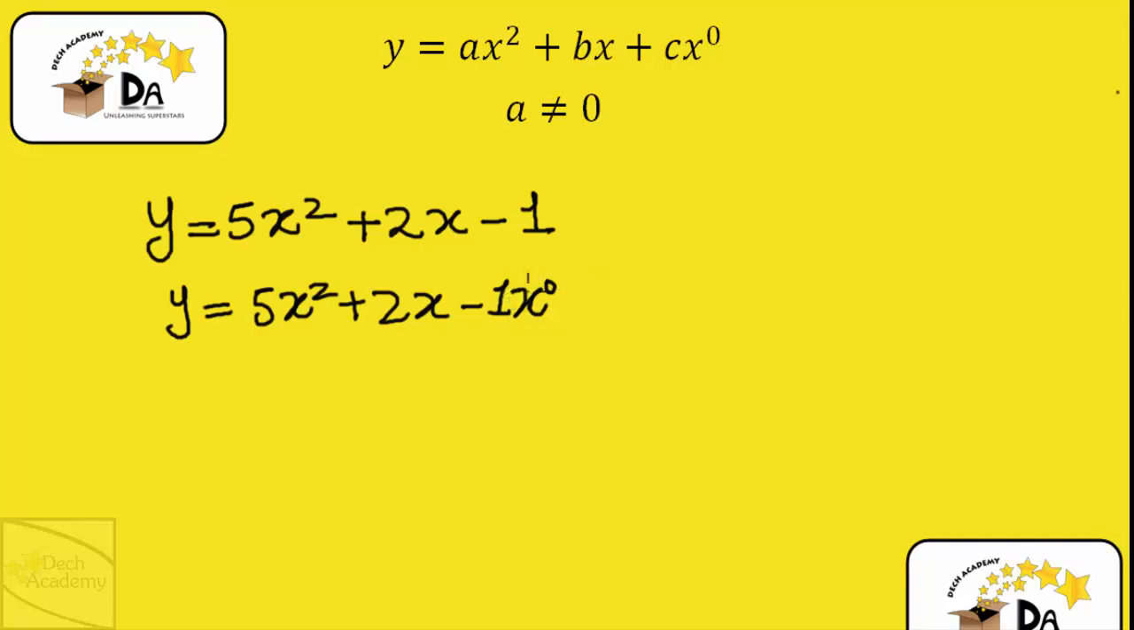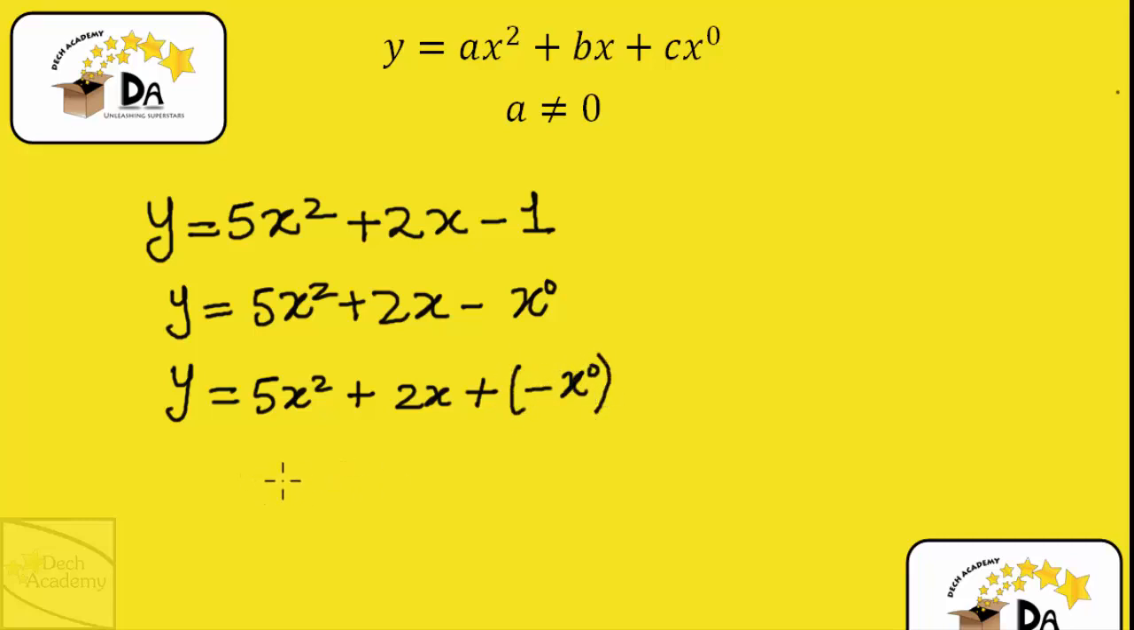In algebra, you don't show the multiplication sign. So this is 1 times x to 0. You don't have to show the 1, so we can leave it like this. Now, if you look at this general form, on the right hand side, you have 2 plus signs. You have a term plus another term plus another term. So I'm going to rewrite this equation as y equals 5x squared plus 2x plus minus x to the 0, just to ensure it matches with the general form.